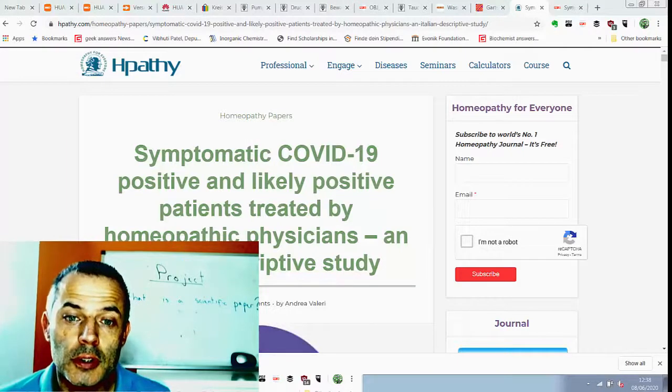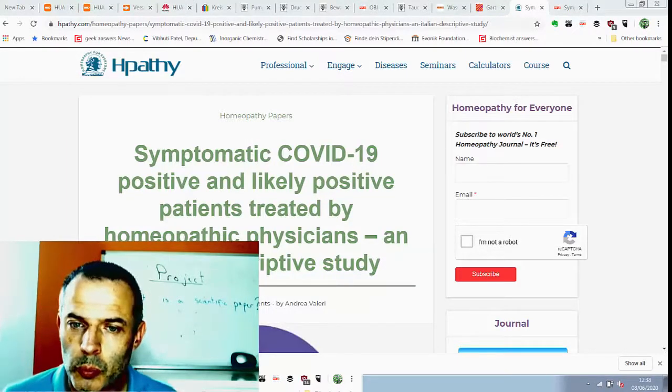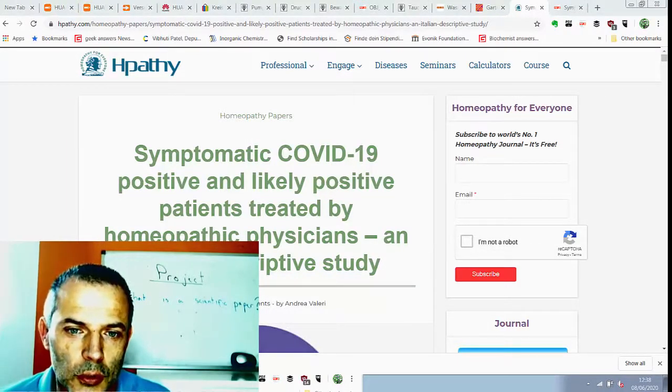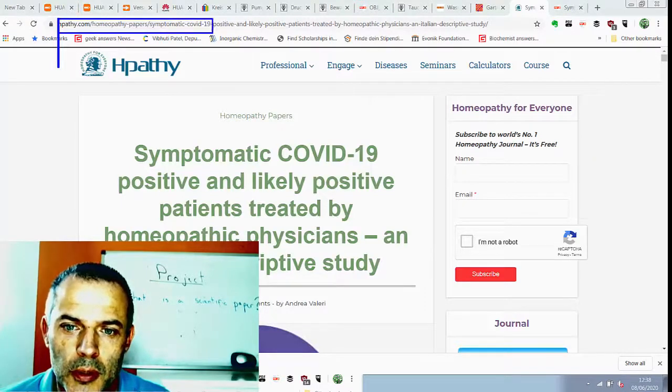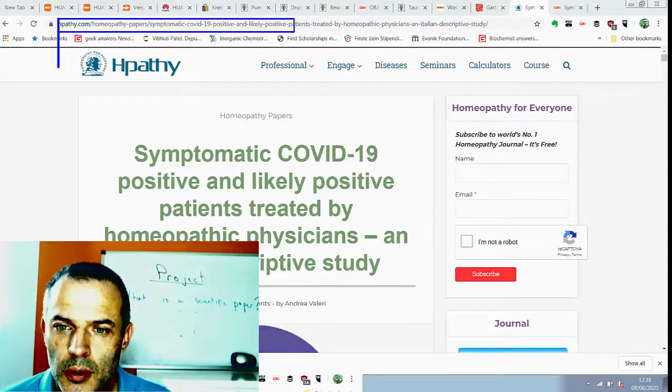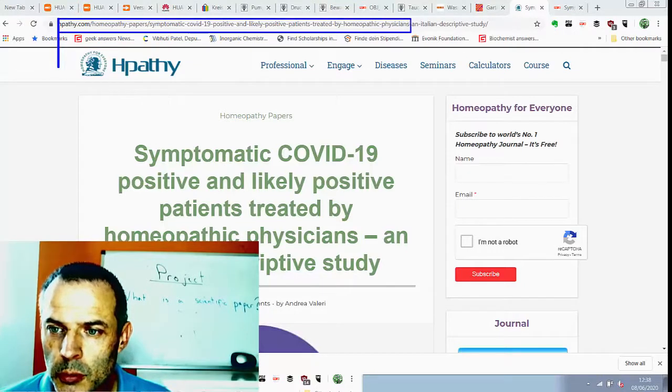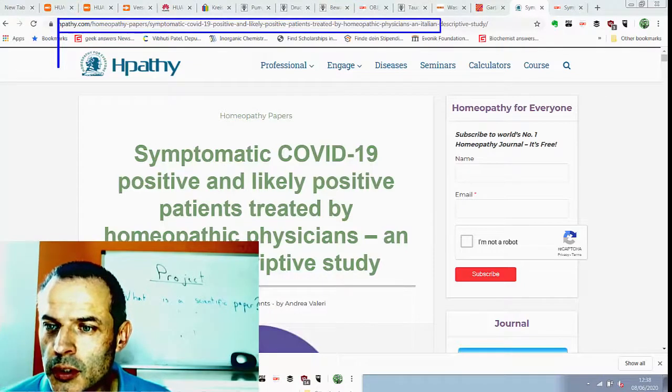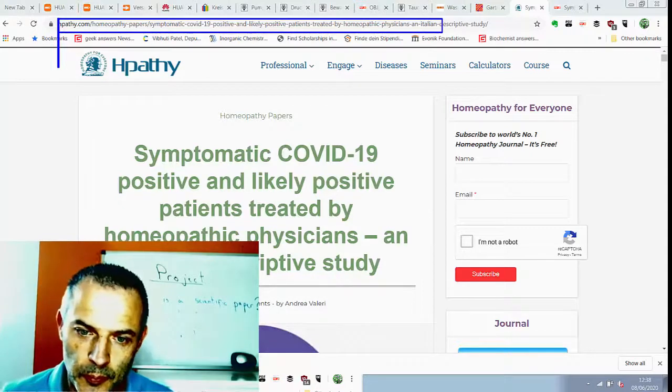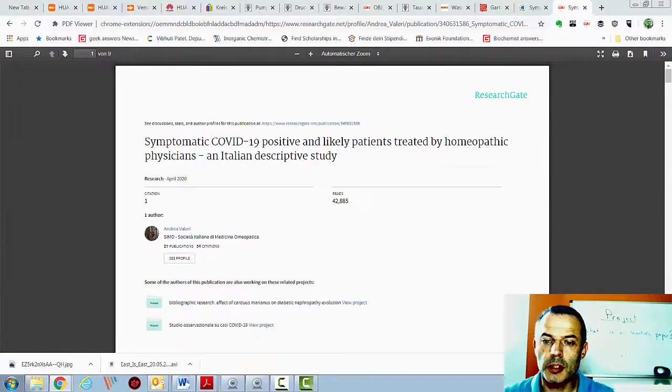Okay, so this is a paper apparently in this place called homeopathy.com, Homeopathy's papers: patients treated by homeopathic physicians, an Italian descriptive study. So here is the paper on ResearchGate, and what we can see is no evidence that it's been published anywhere other than on ResearchGate. Maybe that weird homeopathy site.